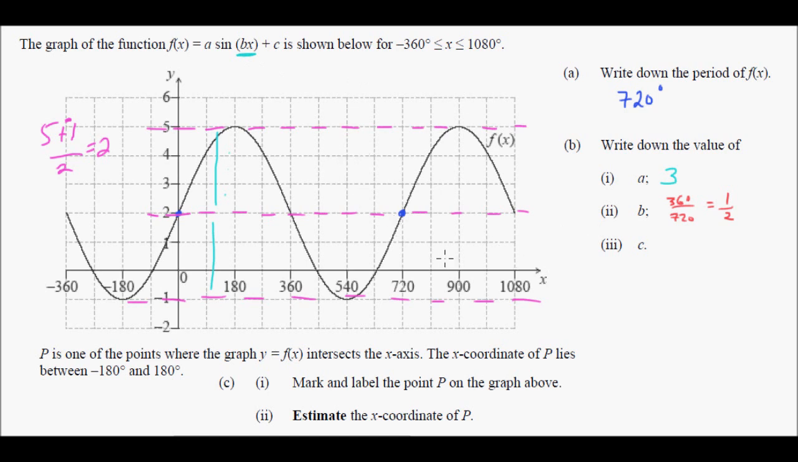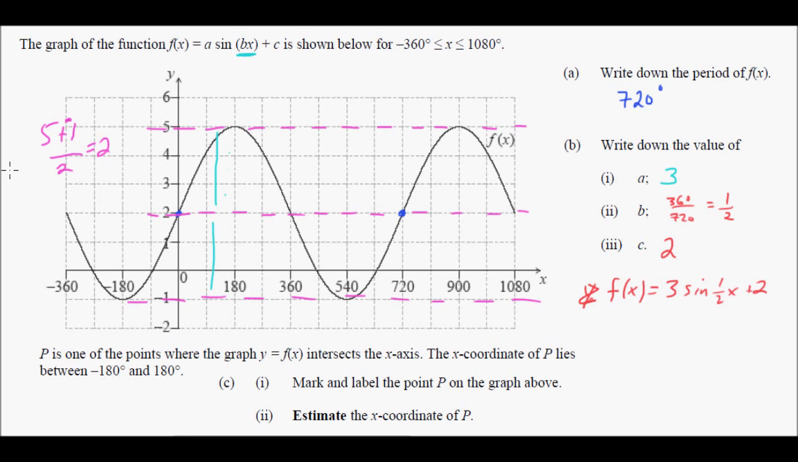And then, what else? C. How much did it get translated? The principal axis starts at 0, and it went up to 2. So this answer is going to be 2. They don't ask you to do this, but if we were to write it, f of x equals 3 sine 1/2 x plus 2. And you are good to go.